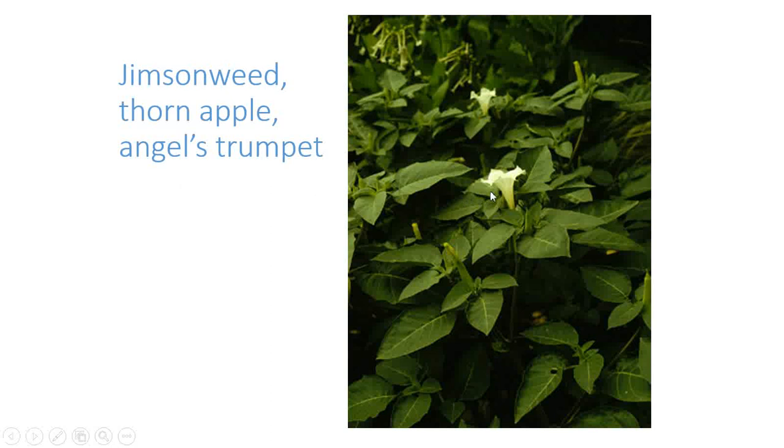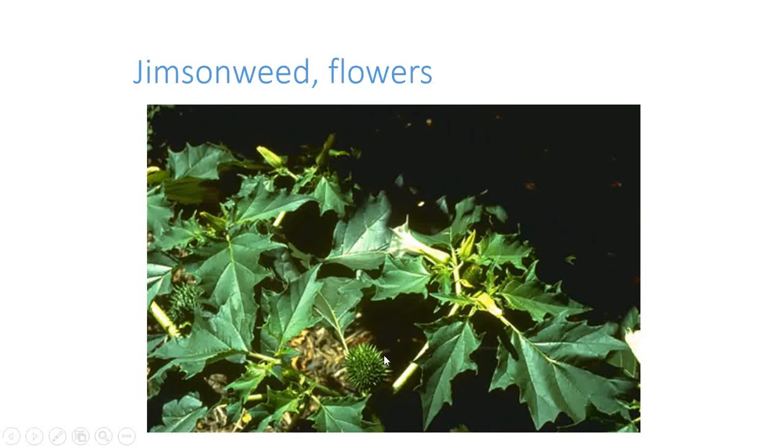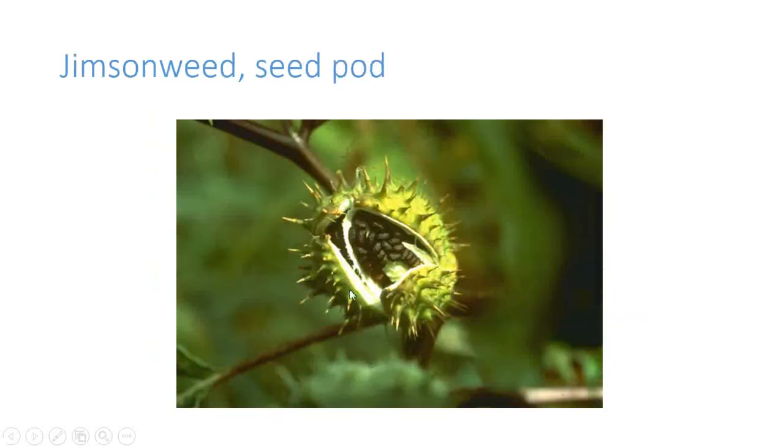There's a plant called Angel's Trumpet. Very pretty plants that grow wild here. It has these thorny seed pods that have bean seeds in them. That's what the seeds look like out there.